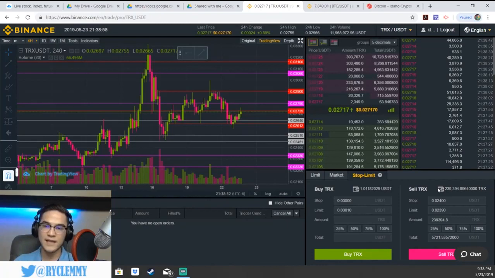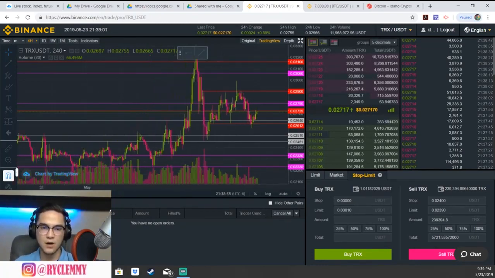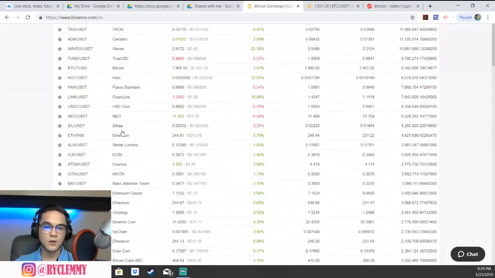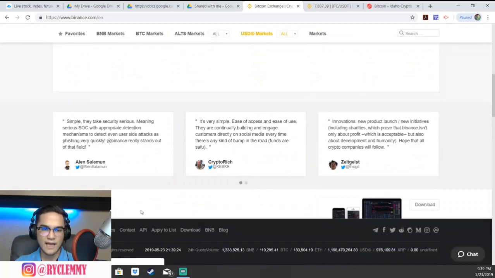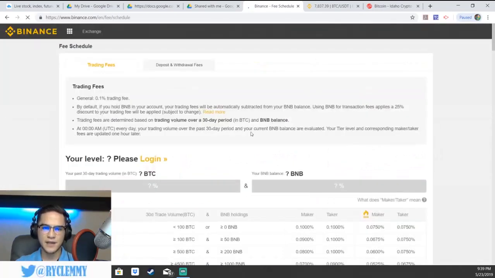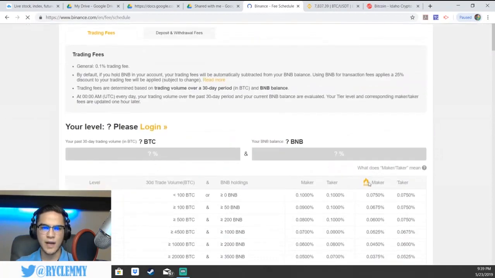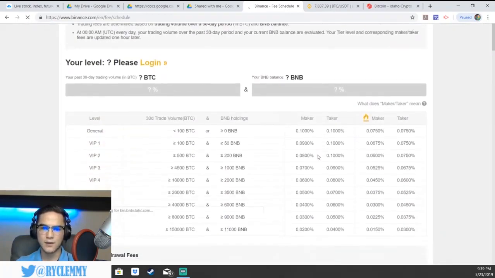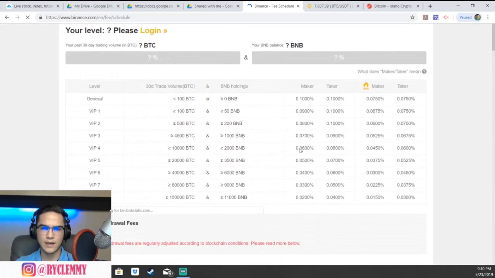Now, those are the basic types of orders. And like I said, there's always fees. So on Binance, if you go to their homepage by clicking up here and then scroll all the way down to the bottom where it has fees right here, click on that. Then it's going to take you to their fees page, which is right here. When you're buying or selling on Binance, there's always going to be fees. It's all broken down right here.